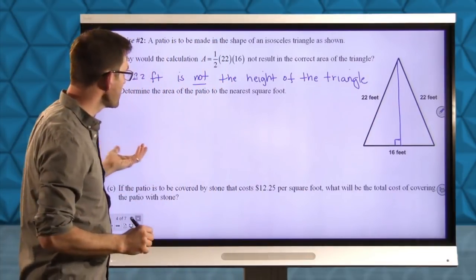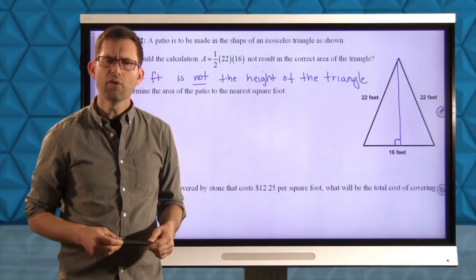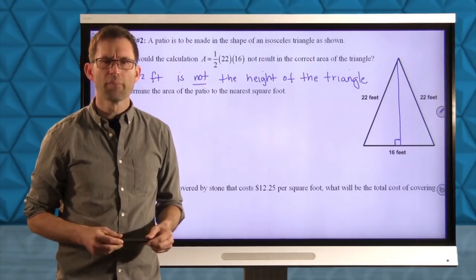Letter B then asks us to determine the area of the patio to the nearest square foot. Pause the video now and see if you can figure that out. It's going to take a little bit of work, but I think that you can do it.